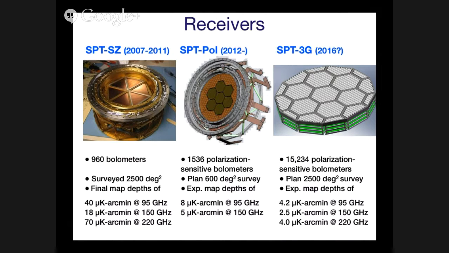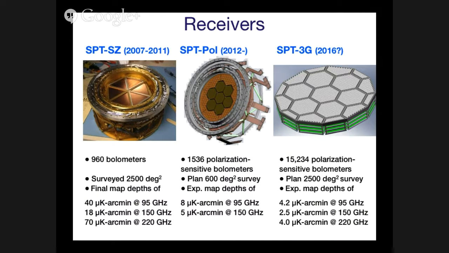And we're currently planning the third receiver, SPT-3G, in which we're going to increase the detector count by a factor of 10, so a tremendous factor. And we're getting this increase in detector count in 2 ways. First of all, we're redesigning the optics. The secondary mirror has been replaced, as well as the lens system, to expand the real estate on the focal plane by a factor of 3.